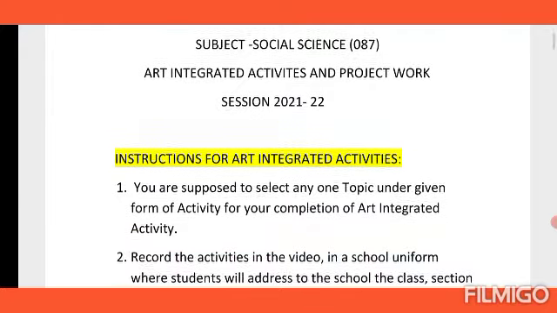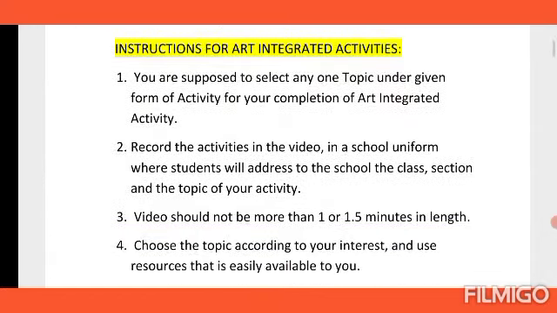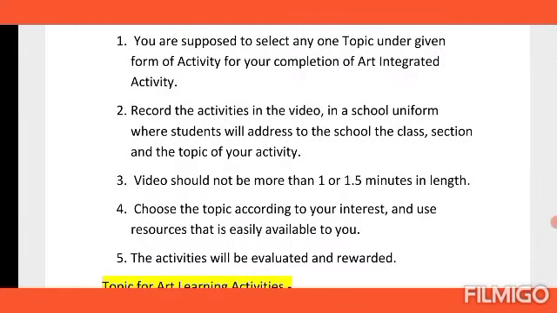Okay. Now, as you can see, the first point, you are supposed to select any one topic under the given form of activity for completion of your art integrated activity. So you will get a lot of choices here. Second is to record the activities in video. Whatever activity you select and perform in the form of art, you have to record in the form of a video so that we can have a record.